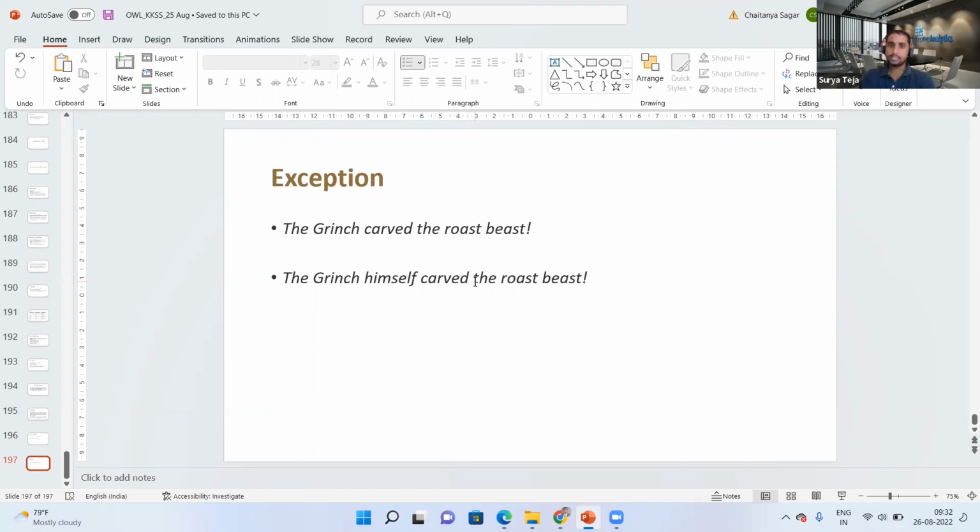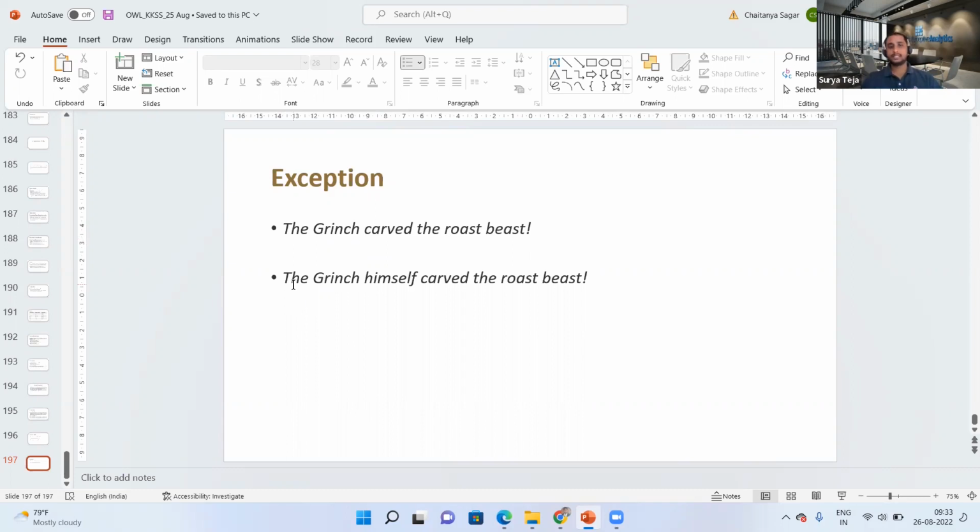And actually, both of the sentences are right, and both of them have a very different meaning. Even though both of them have a similar theme, there is a difference here. The first one says Grinch carved the roast beast. So you're basically saying some person, Mr. X or Mrs. X, has done some action. So Surya ate chocolate, or Surya made dosa, or Surya read that book. Basically, that is what this first sentence is saying.